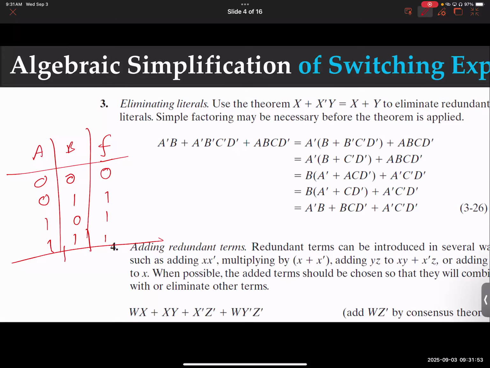So now when you're taking OR of anything with another 1, that means you have at least one input that is 1. Do you agree? That means it's always going to be 1. There is no way it's going to be 0. Right? Okay.